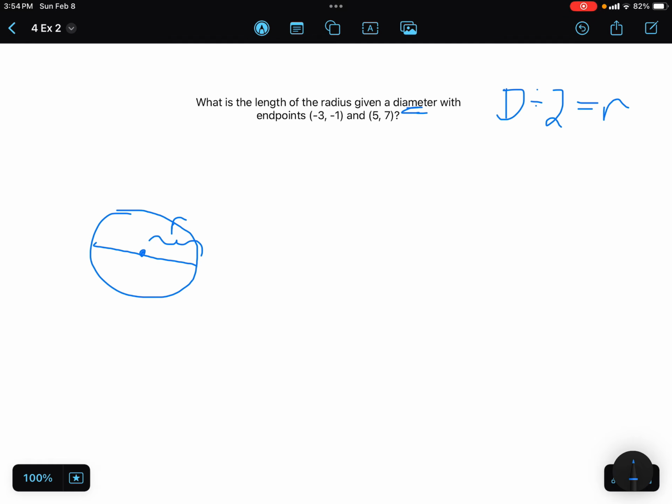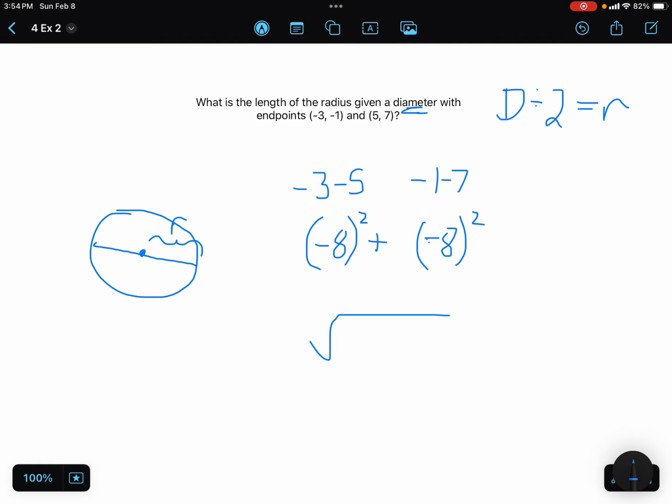So again, we will do -3 minus 5, which is going to be -8 squared. And then the y's, -1 minus 7, which is also -8 squared. It doesn't matter which order we do them, the x's in or the y's in, because we're just going to wind up squaring that difference anyway.